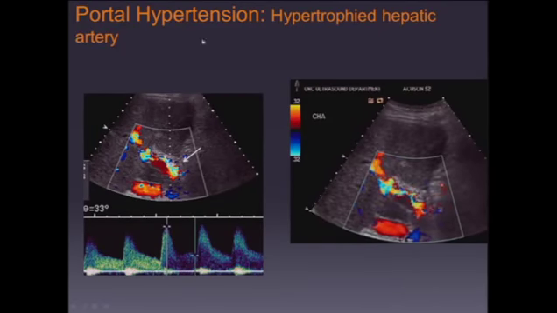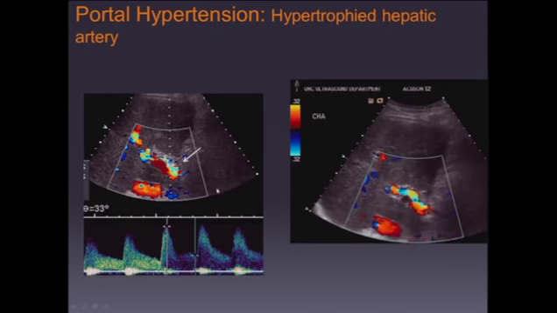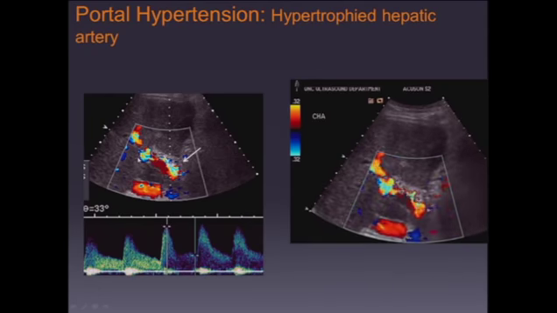The hepatic artery hypertrophies in portal hypertension because the body responds to the increased pressure in the portal venous system by sending more blood into the liver through the hepatic artery.